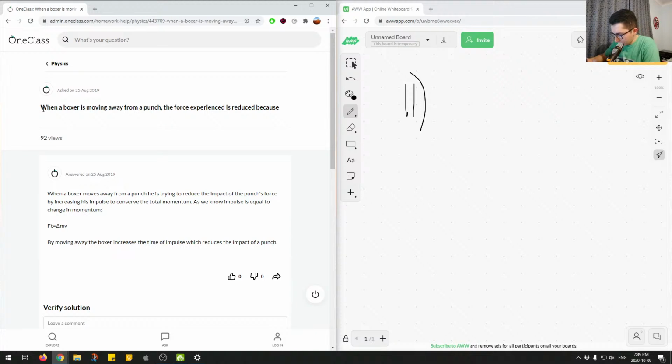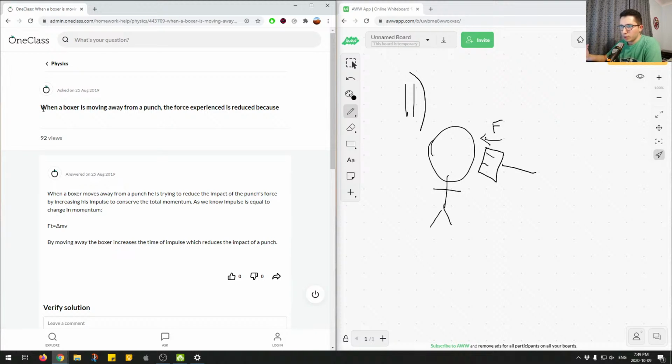Let's say a boxer has a giant fist. Let's say this is a fist. This is just a bad drawing. Let's say it's a fist with some force that punches the boxer. So the boxer moves away, and the force is reduced. And we need to answer, why does this happen?